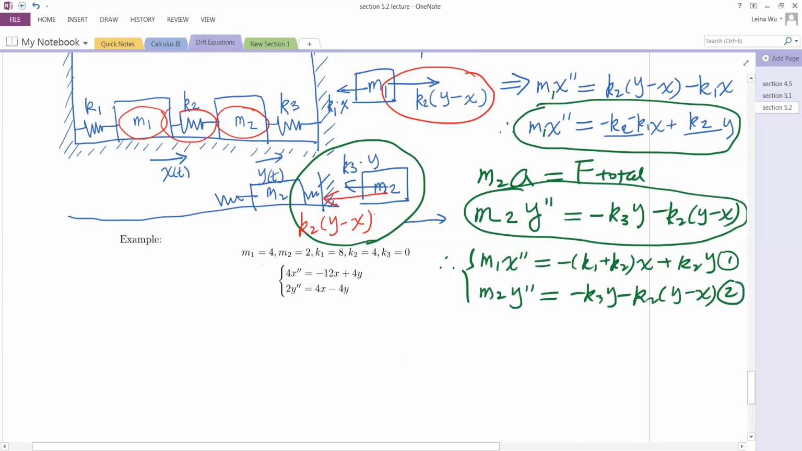Yes. It's negative simply because both of these two forces, K3y and K2 times y minus x, are pointing to the left. And when we say to the left, it is against the positive direction. Therefore, you should put a negative in front of those. Make sense here? Yeah. Okay, great.